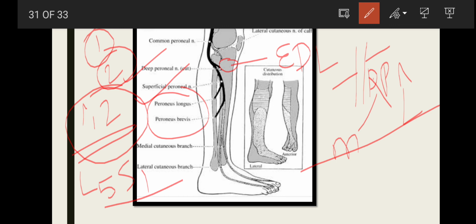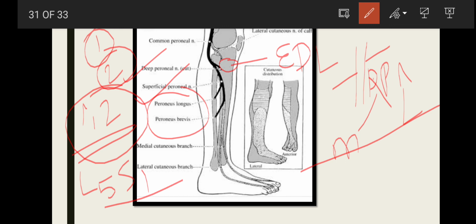So that is on the superficial peroneal nerve. Now we have to learn that the superficial peroneal nerve supplies the peroneus longus and peroneus brevis muscles. When it comes to the relations of the superficial peroneal nerve, it is situated on the lateral side, the neck of the fibular region. It is present beneath the peroneus longus muscle.